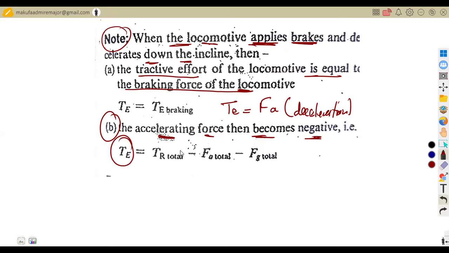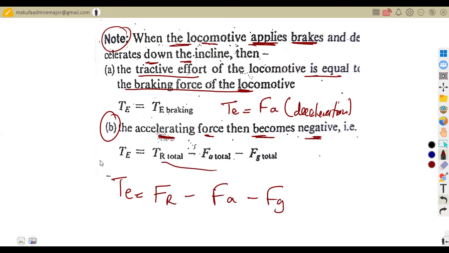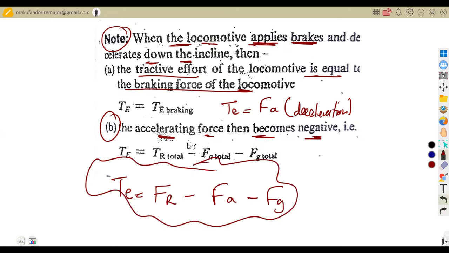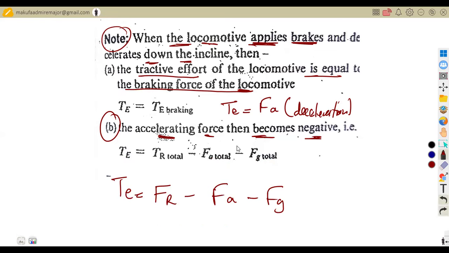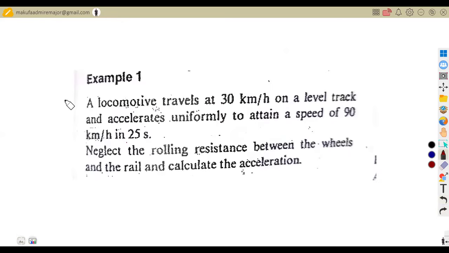That means our TE is going to be TR total, FA total, FG. So remember, when it is going down, this will be a negative. Remember, we say TE and this one, they are equal. So this is FR, in this case, minus FA minus FG. All right. So with this information alone, you can be able to answer any question that you are given.